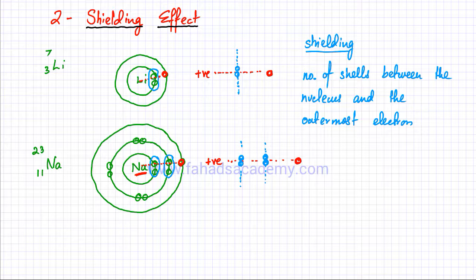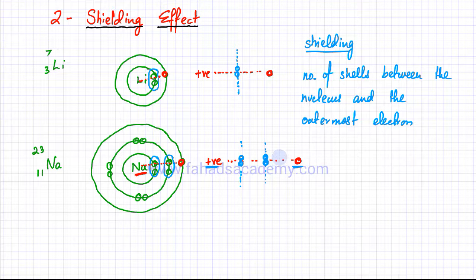As the number of shells grows, as you have more and more shells, you have bigger atoms. Bigger atoms are going to have more shells, so the shielding effect is going to increase. The shielding effect basically decreases the force of attraction between the positive nucleus and the electron that's lying on the outer side.